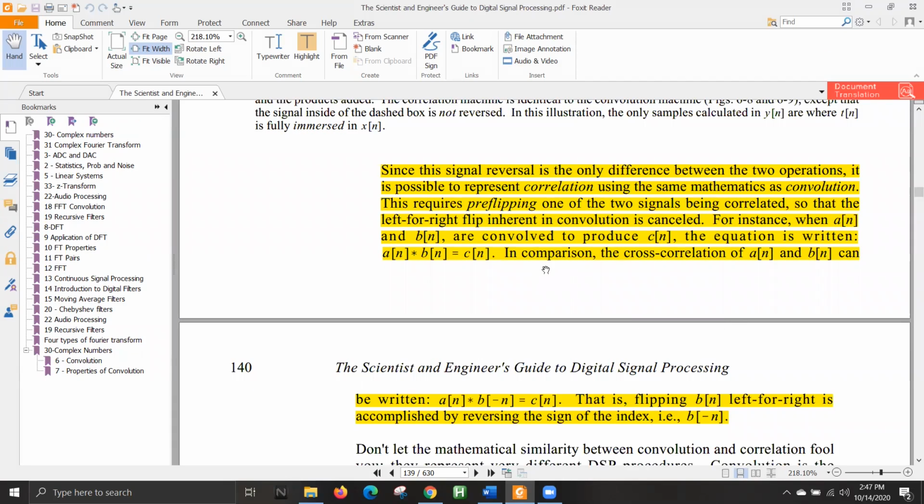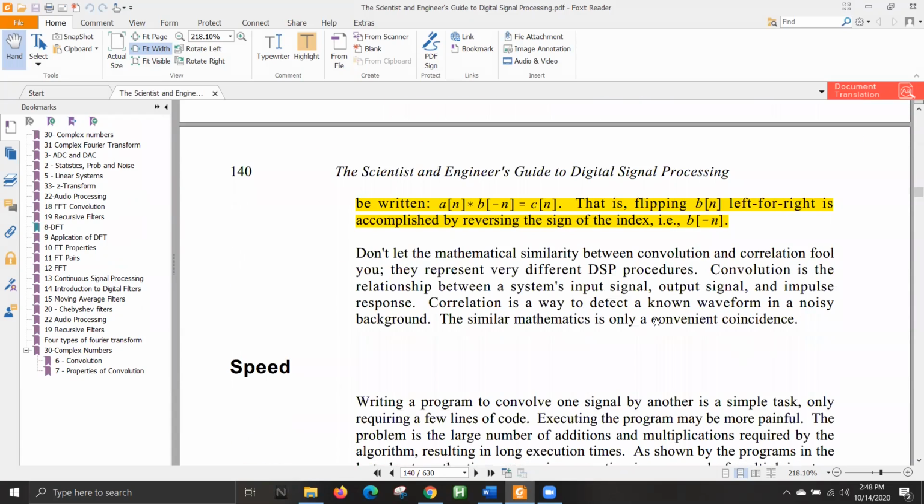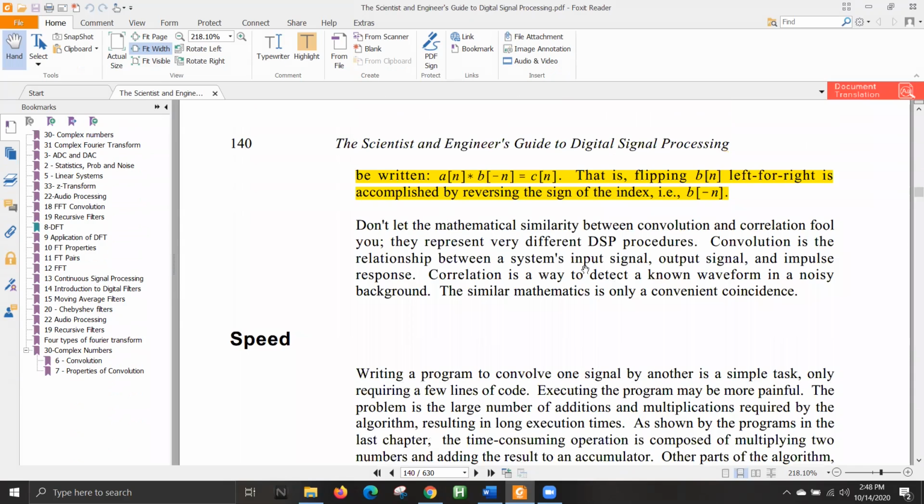In mathematics, you would represent this as follows. If this is convolution, a[n] convolved with b[n] produces c[n]. Correlation will be a[n] convolved with b[-n] equals c[n]. So c[n] in that case would be the correlation result, if you perform convolution with the inverted b, that is b[-n]. So that is all about what correlation is.